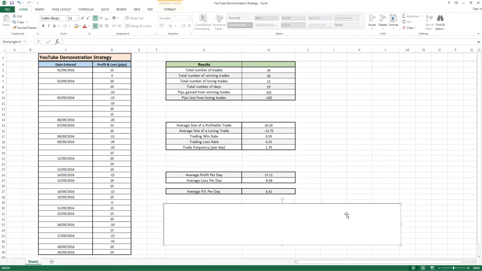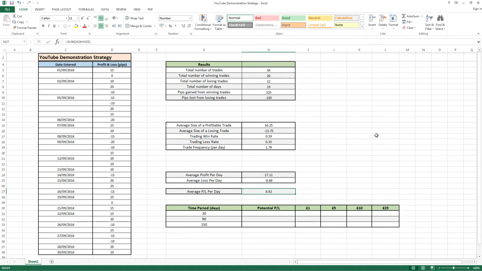So, now we know this number, we can make estimations over set time periods to see what the likely return from this strategy would be. So here we've got 30 days, 90 days, 150 days. Simply all we do is multiply this average profit or loss per day of 8.42 pips by the number of days that you want to estimate over. So for 30, it's simply 30 times the profit, which is 252.63 pips. For 90, it's 757.89, and for 150, it's 1263.16. Now you can calculate that over any time period that you want to.